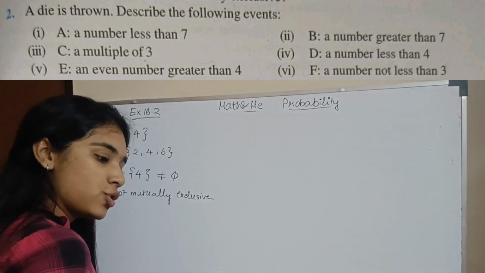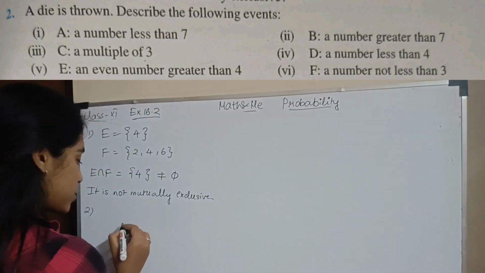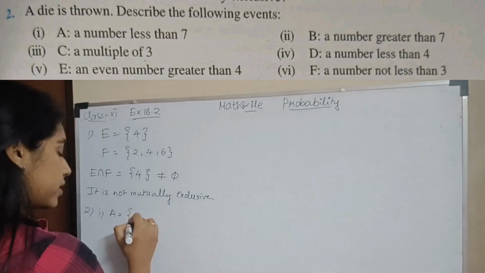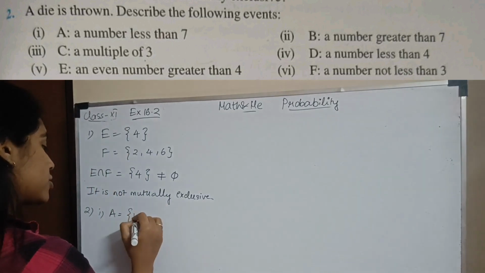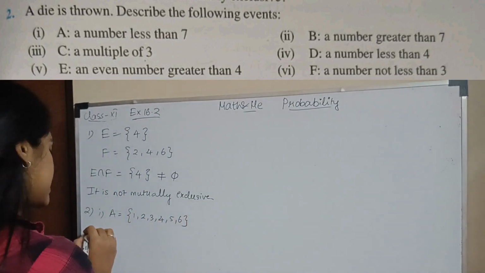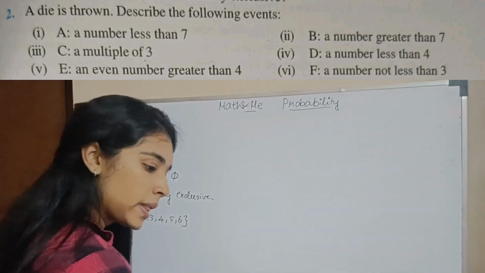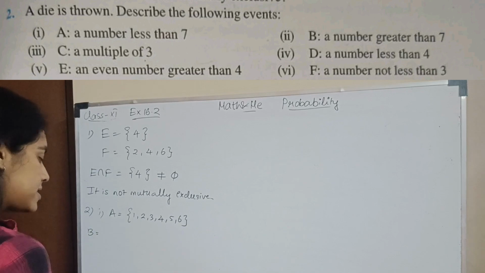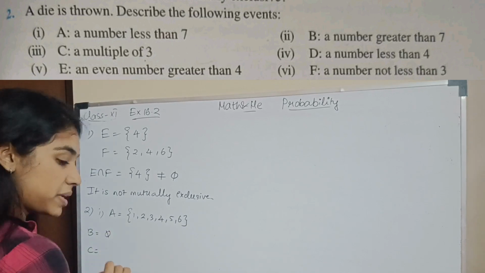Second question. A die is thrown. Describe the following events. First one: a number less than 7. You're rolling a die, so you have a number less than 7. You have everything: 1, 2, 3, 4, 5, 6. This is A. What is my B? A number greater than 7. Number greater than 7 is a null set. You don't have anything.